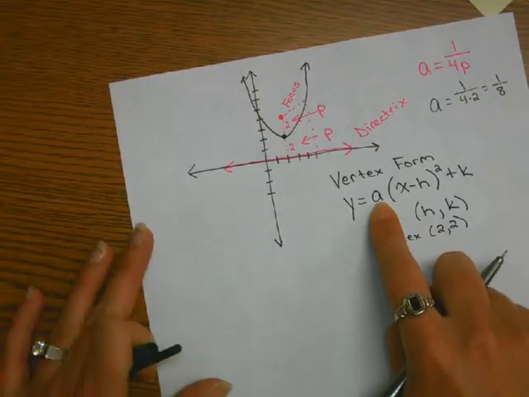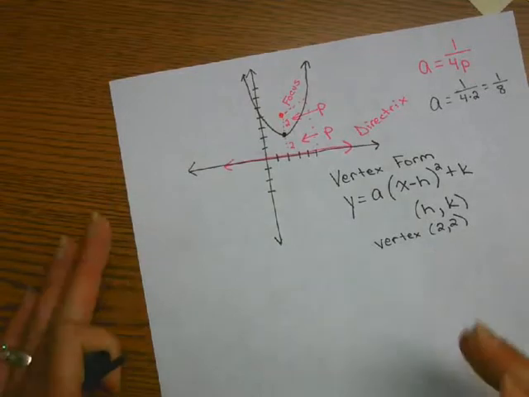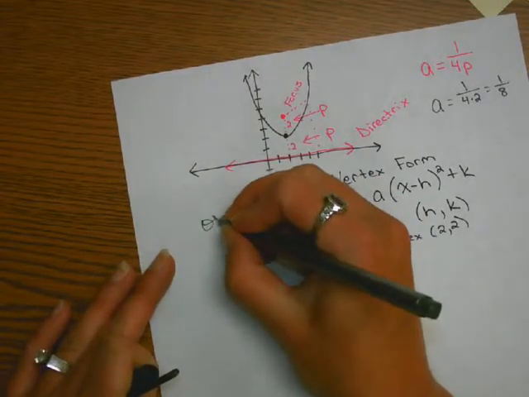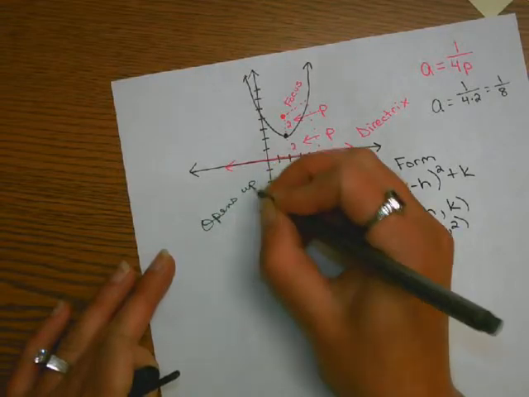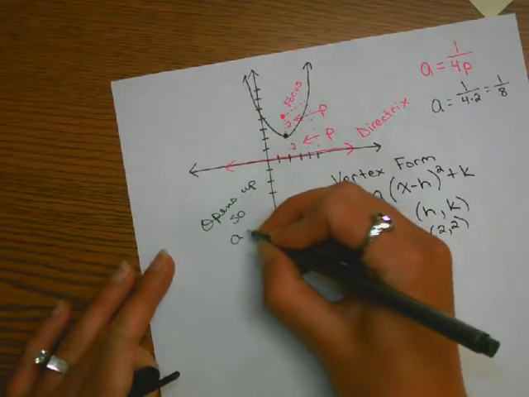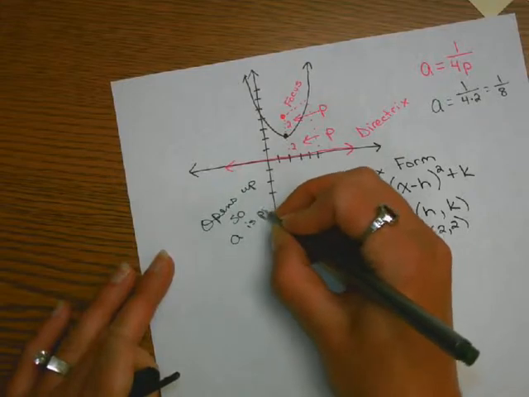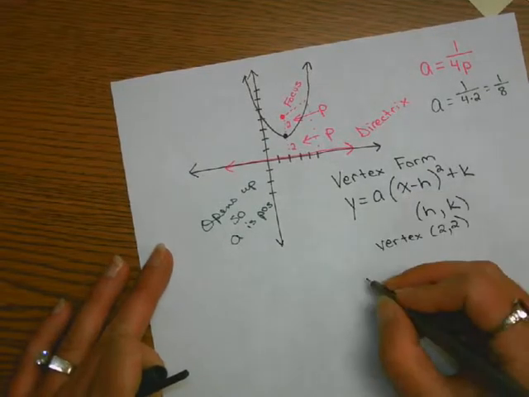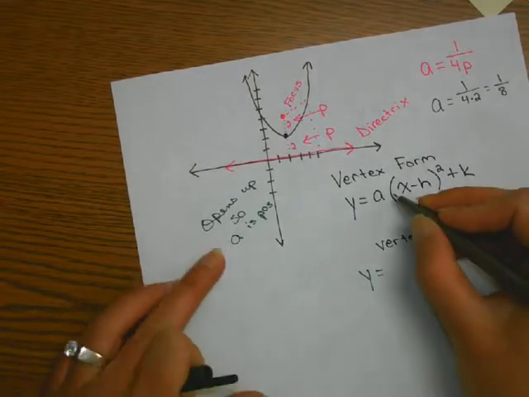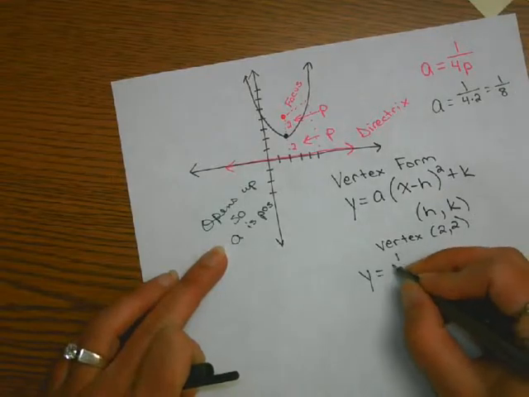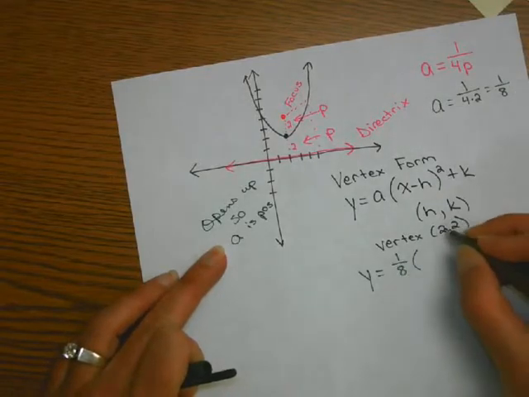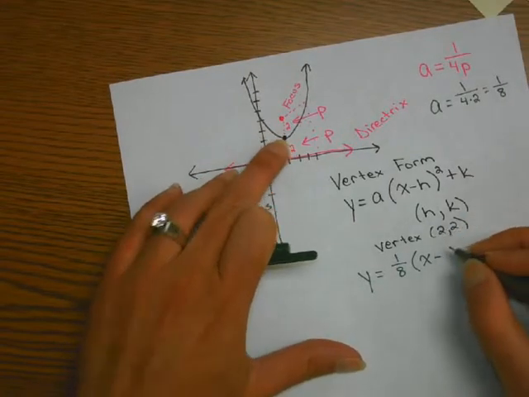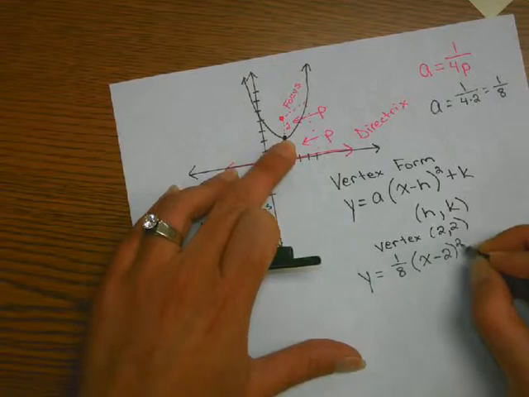Now, we also have to make sure we know whether our A is positive or negative. Positive is when we open up. Negative, we're opening down. So if we look at the graph, it opens up. So A is positive. Now let's see if we can write the equation. So we have y equals A, and A is going to be positive, 1 over 8, times x minus the h value, which is our right movement, 2, squared plus k.